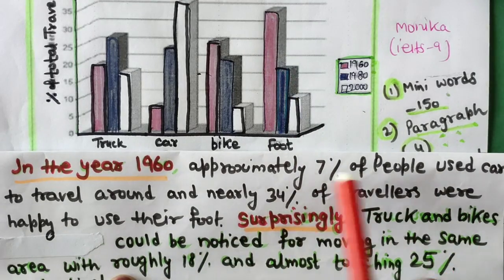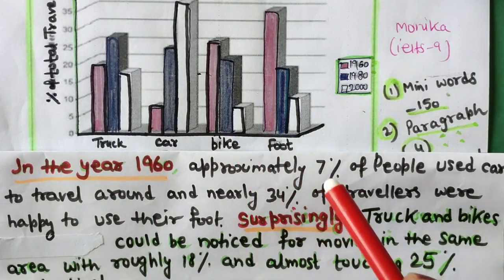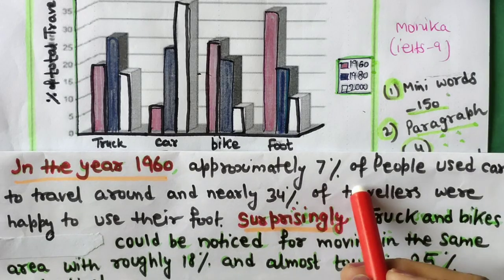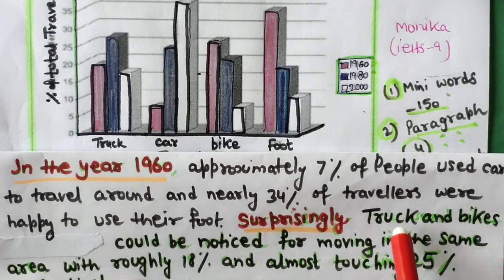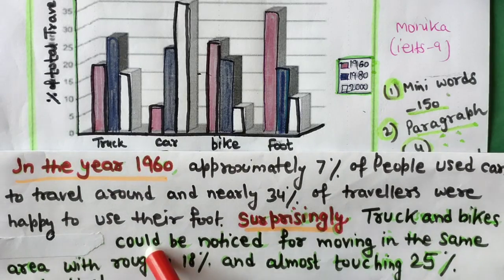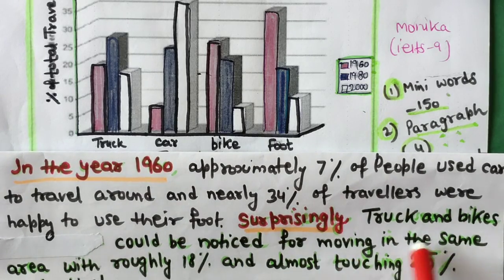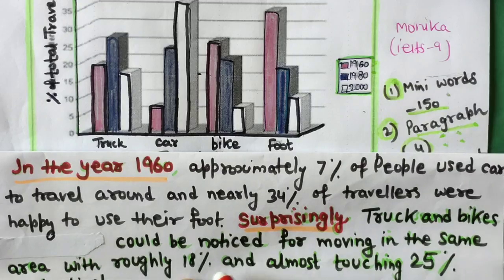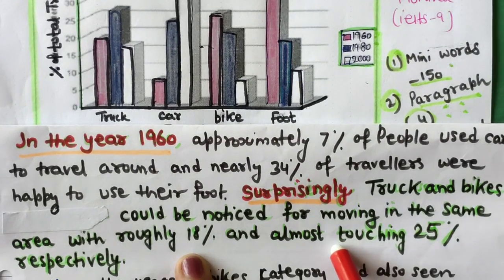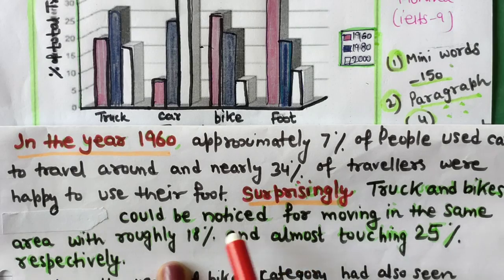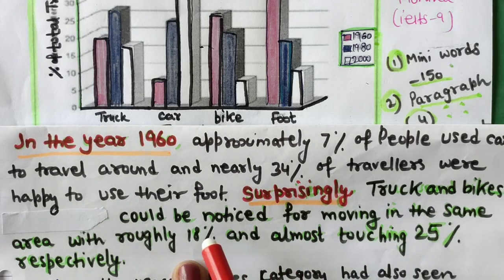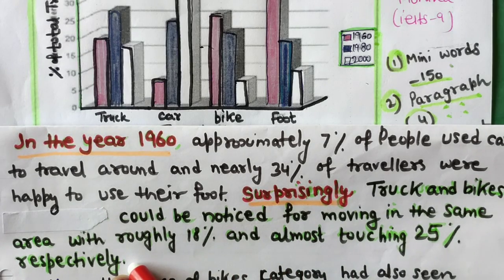Surprisingly, truck and bikes. Now I am talking about trucks and bikes. Somewhere I have explained the information separately, somewhere I have combined it. Trucks and bikes could be noticed moving in the same area with roughly 18% and almost touching 25% respectively. I have combined the information data, that's why I am writing "respectively" here.